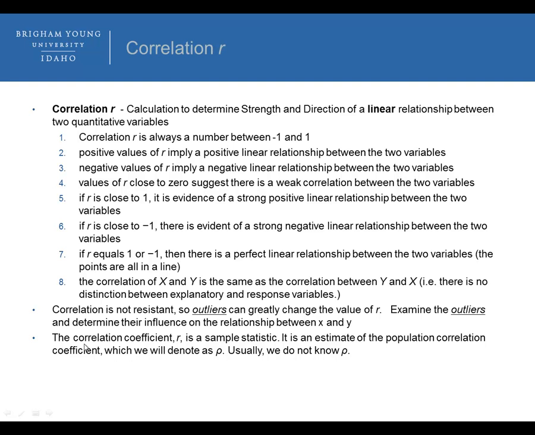And lastly on this slide, the correlation coefficient r is a sample statistic. Now, do you remember other sample statistics? One is x bar, which is the sample mean, so that's a measure from a sample, as well as the sample standard deviation. And it is an estimate of the population correlation coefficient, which we will denote as the Greek letter rho. Usually we do not know rho, the population correlation coefficient.